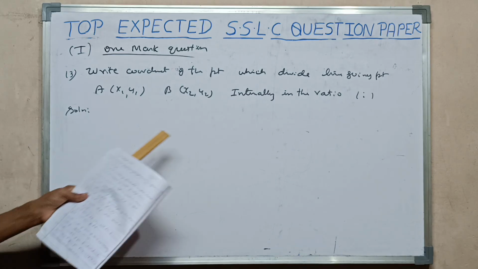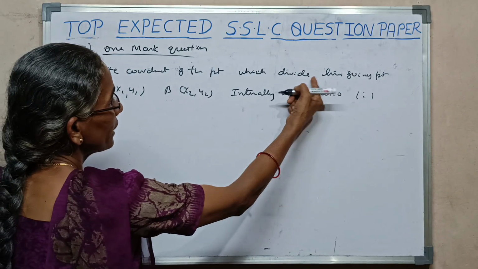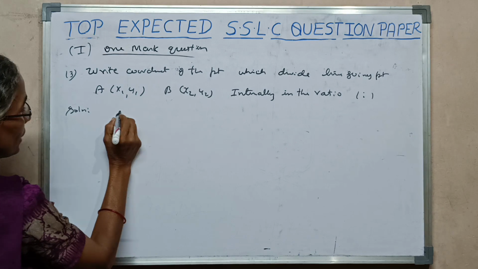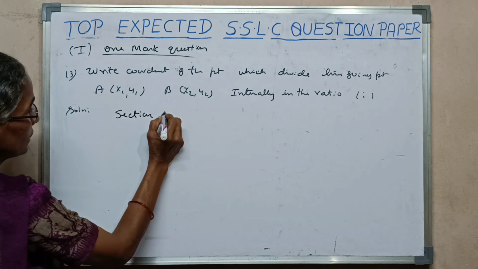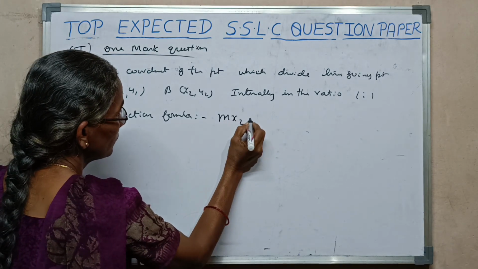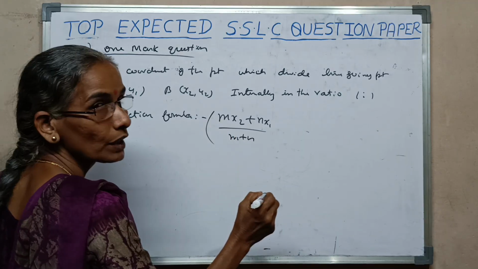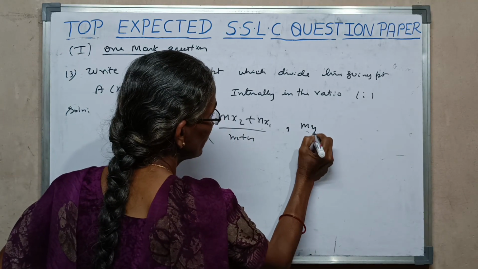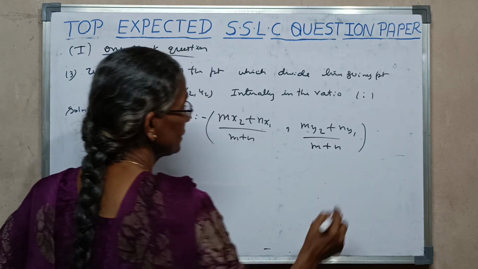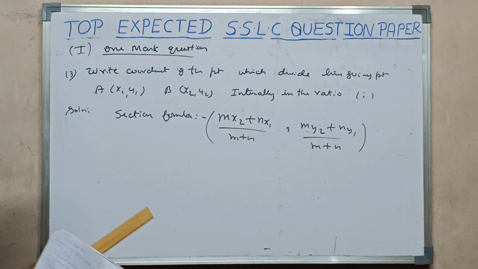So the solution is, first we have to find the formula to find the point which divides the line joining points A (x1, y1), B (x2, y2) internally. We have to use the section formula: (mx2 plus nx1) divided by (m plus n), comma, (my2 plus ny1) divided by (m plus n). This is the section formula we have to use for finding the coordinates of the point.